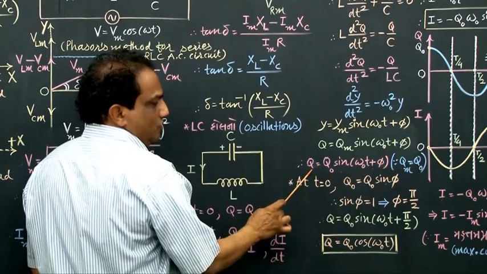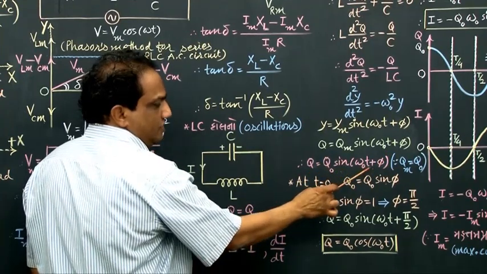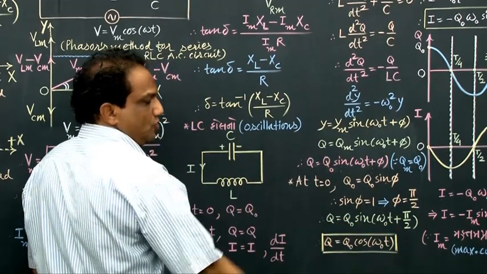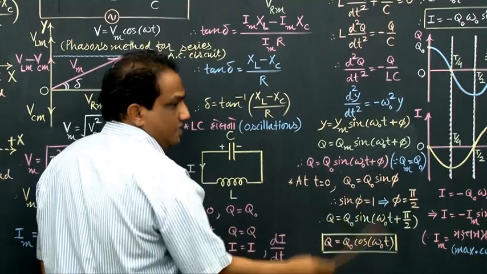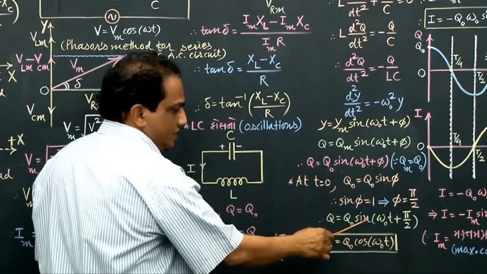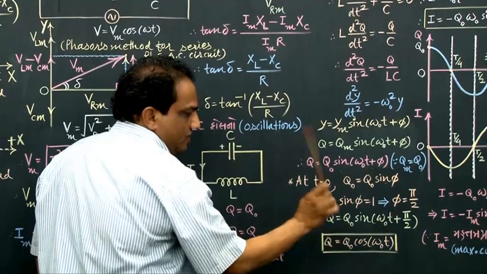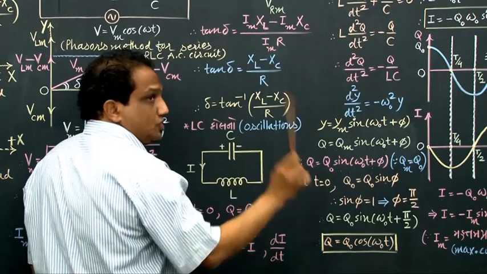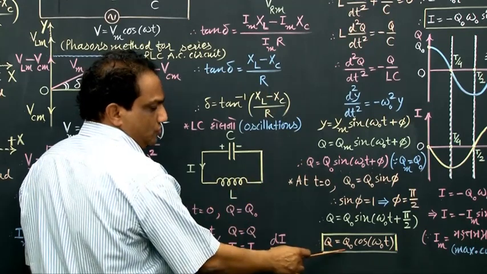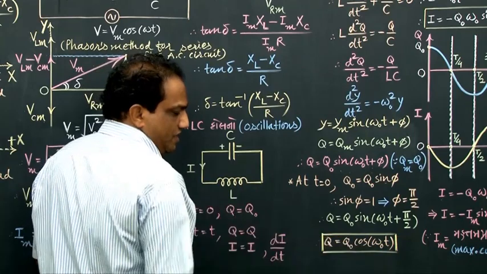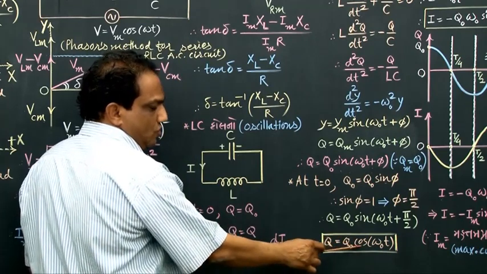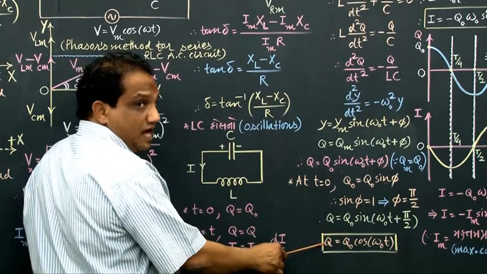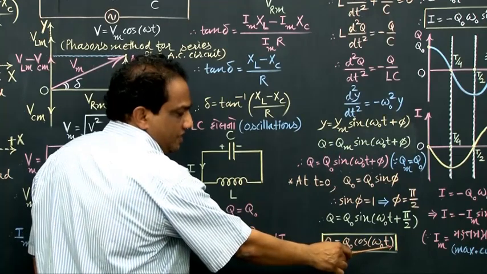Q equals Q0 sine of (omega 0 t plus pi by 2). Phi value is pi by 2. But don't you know, sine of (pi by 2 plus theta) is nothing but cos theta. So here sine of (pi by 2 plus omega 0 t) will be cos of omega 0 t, and Q0 stays as it is. So ultimately Q equals Q0 cos of omega 0 t. This gives you the expression of charge on the capacitor at the end of t time.